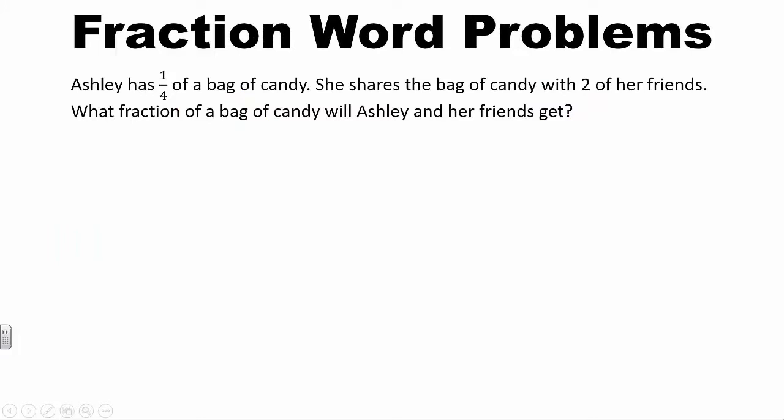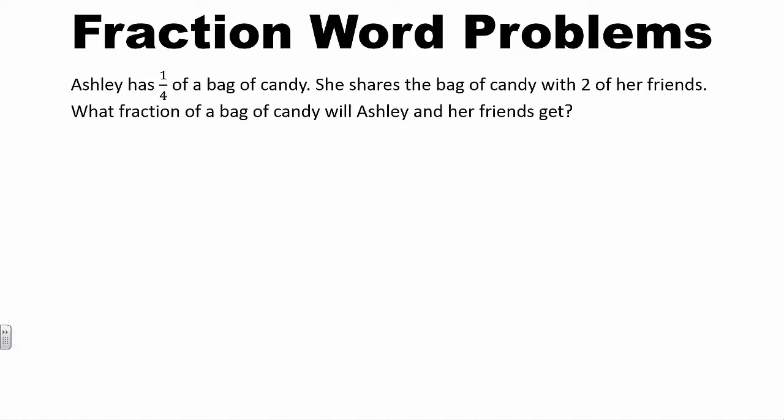Let's look at another fraction word problem with division. Ashley has 1/4 of a bag of candy. She shares the bag of candy with 2 of her friends. What fraction of a bag of candy will Ashley and her friends get?